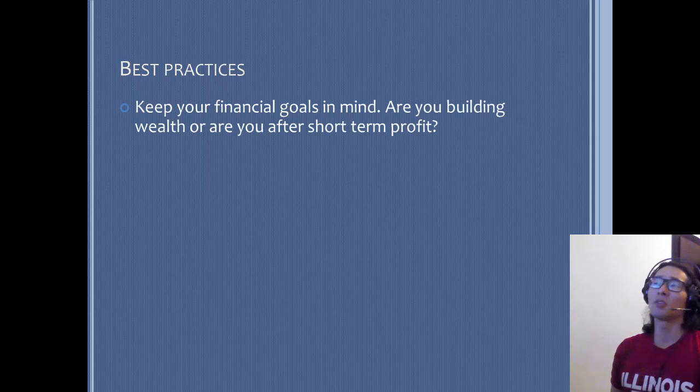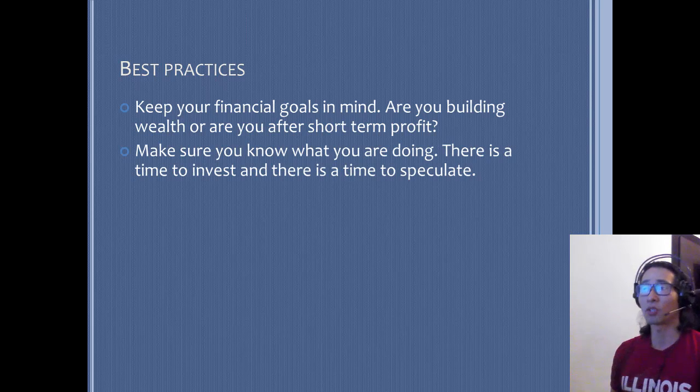First and foremost, keep your financial goals in mind. Are you building wealth or are you after short-term profit? If you want to build wealth, you should be investing. If you are after short-term profits, you should be speculating. As long as you know your objectives and you know more or less the plan you need to follow to reach them, you will be able to pick the right choice for you. Make sure you know what you're doing. There is a time to invest and there is a time to speculate.